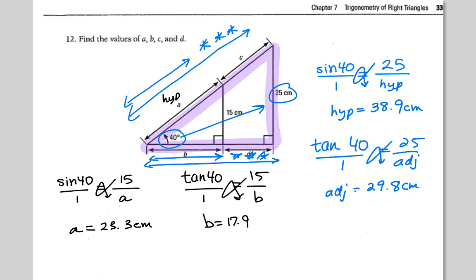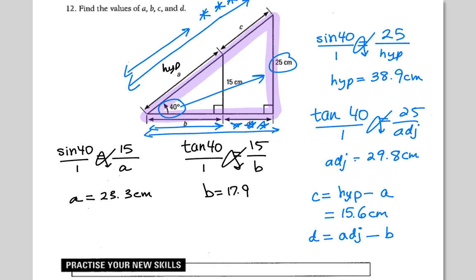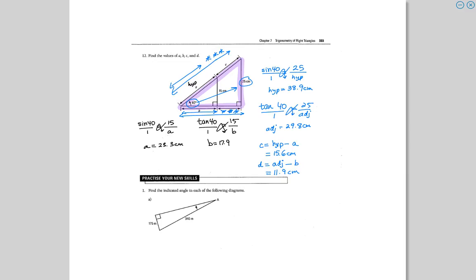So to solve for C, I will go the big hyp, take away A. So 38.9 take away 23.3. So C is 15.6. And to get D, I'll take the big adj and subtract B, which is 29.8, take away 17.9, which is 11.9 centimeters. So that's it for this lesson. Practice your skills is your homework, and take care.